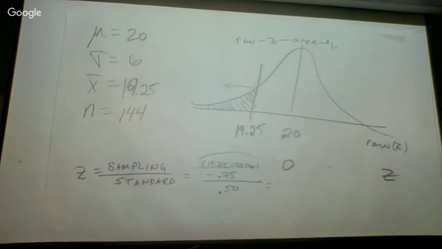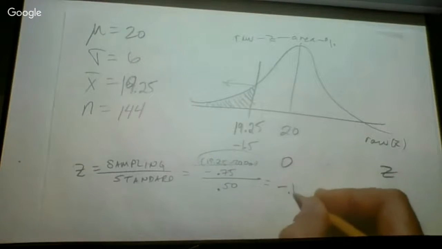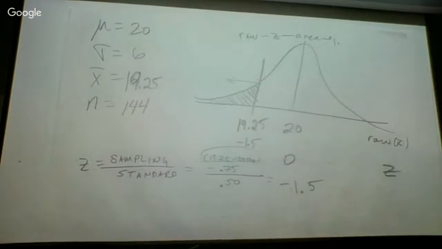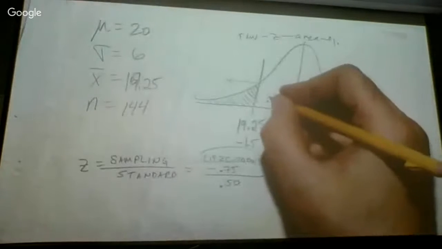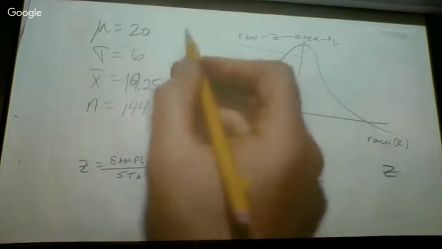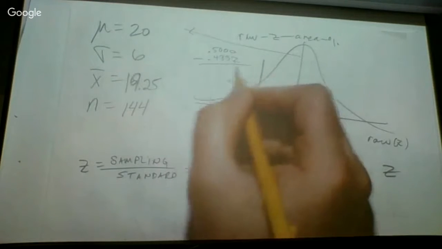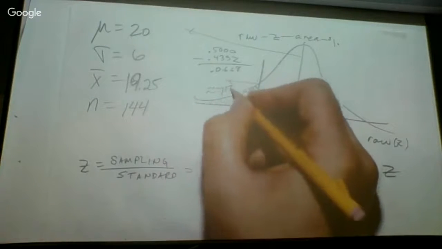Is my z-score 1.5? Yes or no, and why? Katie. -1.5. Thank you, Katie. -1.5. Z-score table, 1.5 gives me an area of 0.4332. 0.5 minus 0.4332, or approximately 7%.